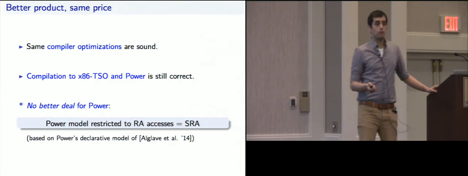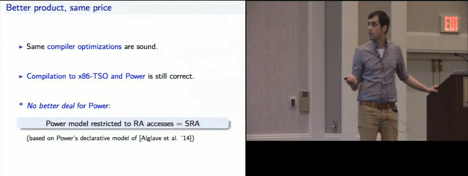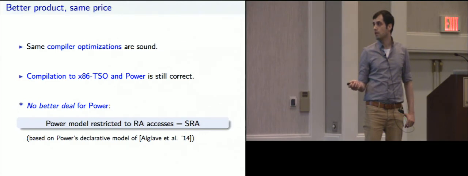Now, we are able to prove that while this is a stronger model, it provides stronger guarantees, there is no price to pay. The same compiler optimizations that are sound for release acquire are sound for strong release acquire. The compilation schemes for x86 TSO and to Power are correct as is. Actually, we already had the strong guarantee that we provide. And in fact, for Power, we show something stronger. If you take a release acquire program and compile it to Power, then what the Power model guarantees you is exactly what strong release acquire guarantees you.